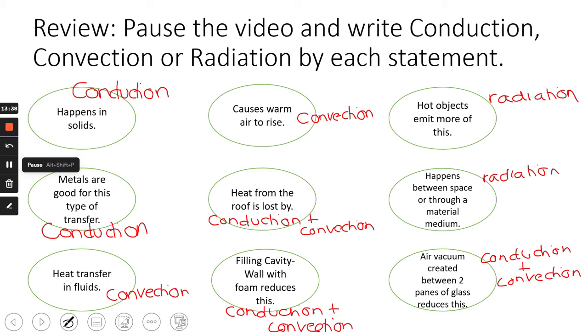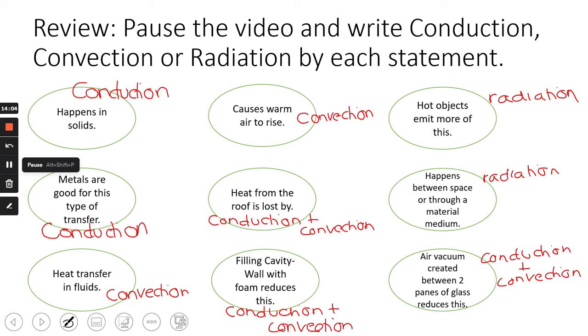Okay, so we'll start with the first one. Happens in solids. We know this is conduction. Metals are a good form for this type of heat transfer. Again, that would be conduction. Heat transfer in fluids is by convection through convection currents, and causes warm air to rise is convection. Heat is lost from the roof by both conduction and convection.